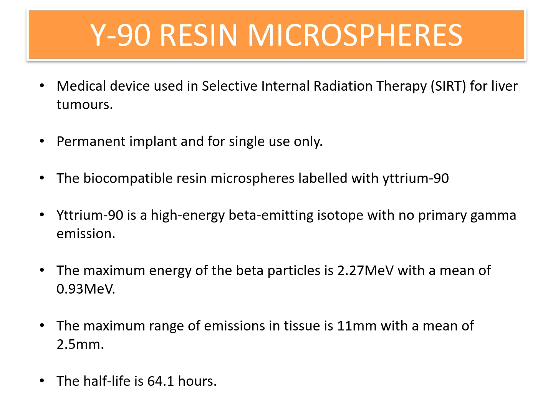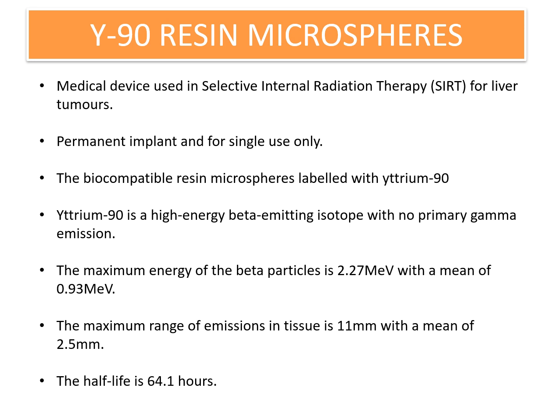So yttrium-90 resin microsphere is a medical device used in selective internal radiation therapy, SIRT, for liver tumors. These microspheres are a permanent implant and are for single use only. The biocompatible resin microspheres labeled with yttrium-90 have a median diameter of 32.5 microns. It ranges between 20 and 60 microns.